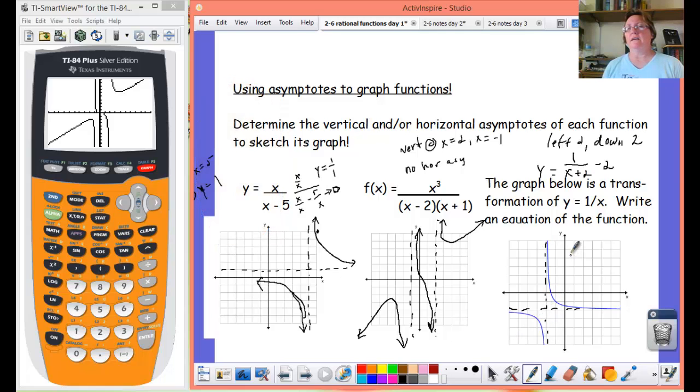Okay, here's my thinking. I kind of sketched in the crosshair on this one, and it looks like it's been moved left 2 and down 2. To incorporate that into my function rule, the left or right movement is right in there with the value of the variable, and it goes the opposite of what you'd expect. 1 over x plus 2. And then down 2, that's just a minus 2 added onto the end of the function.